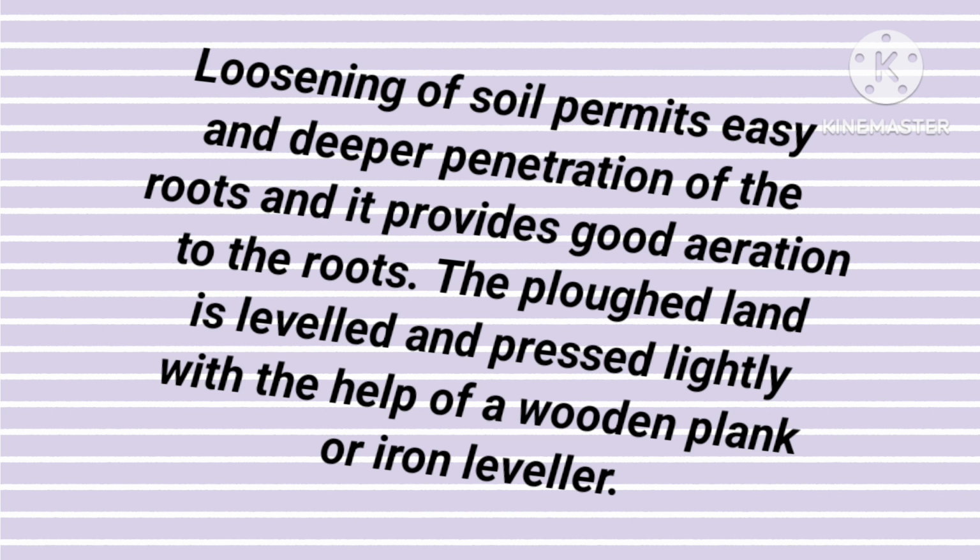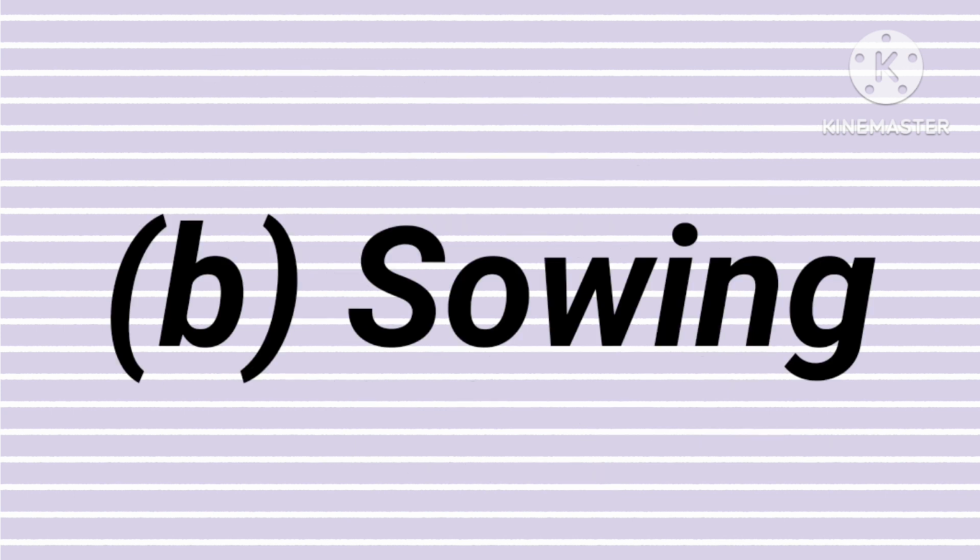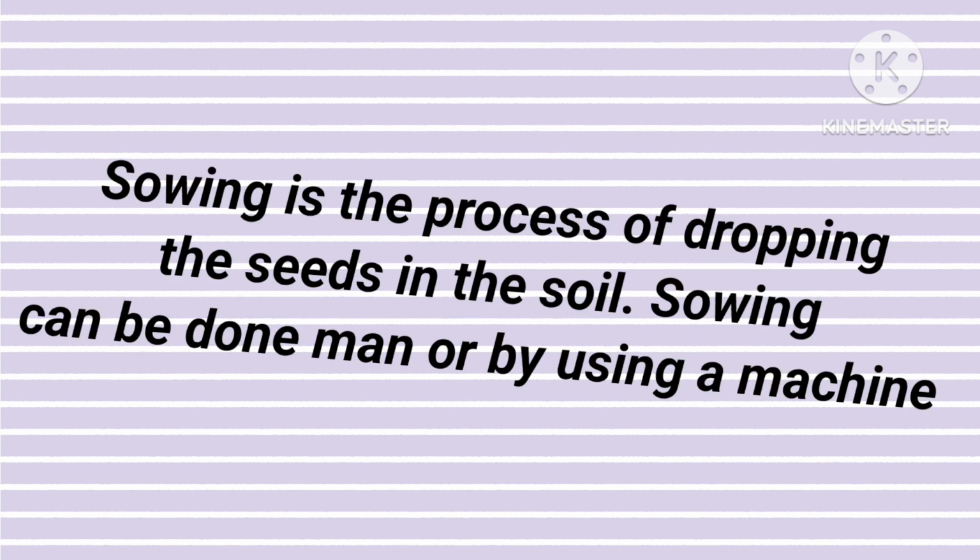So this is one of the most important steps for loosening. Second one is sowing. Sowing is also an important method. Sowing is the process of dropping the seeds in the soil, where sowing can be done by the man or by using the machine. You know that now the agriculture field is so advanced. So because of that, sowing can also be taken by the machinery system. But in ancient times, it was all done by the man. So this is also one of the important steps.